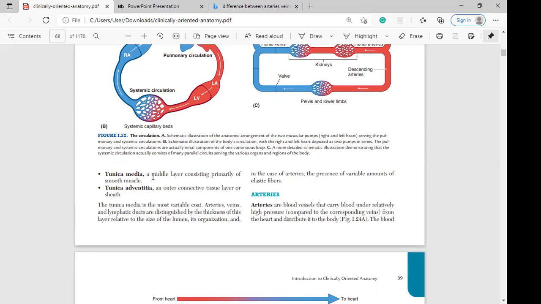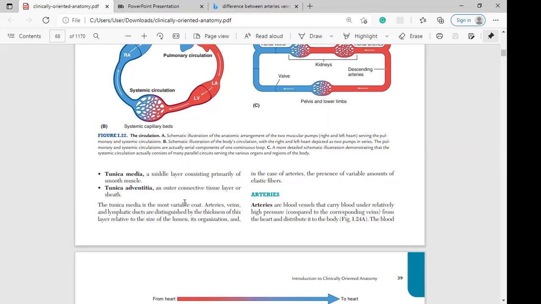Now, three layers: tunica intima, the innermost layer; tunica media, the middle layer; and the tunica adventitia, the outermost layer. Capillaries only contain the tunica intima and a basement membrane. Now, the tunica media is the most variable coat. The tunic that is different in all of these blood vessels is the tunica media. We already know that the capillary does not contain tunica media and tunica adventitia. But for the arteries and the veins, the main difference between them is the tunica media, because both have the three tunics.